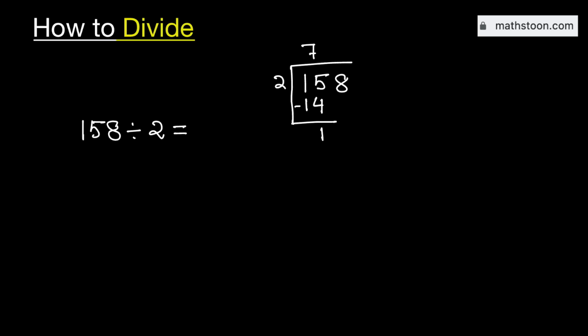Subtract, we get 1. Now, because 1 is less than 2, that is why we will bring down this adjacent 8 here. And we know that 2 times 9 is equal to 18. Subtract, we get a 0. As we have got the remainder 0, so we will stop. Therefore, 158 divided by 2 is equal to 79. And this is our final answer.